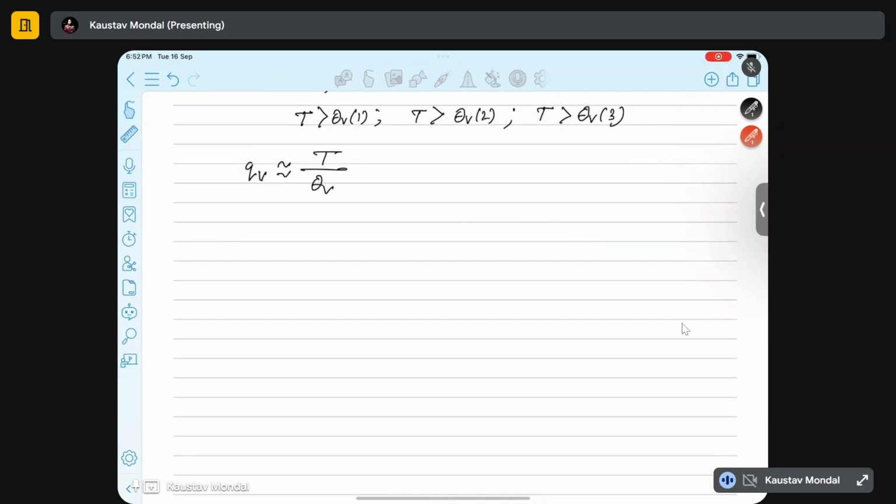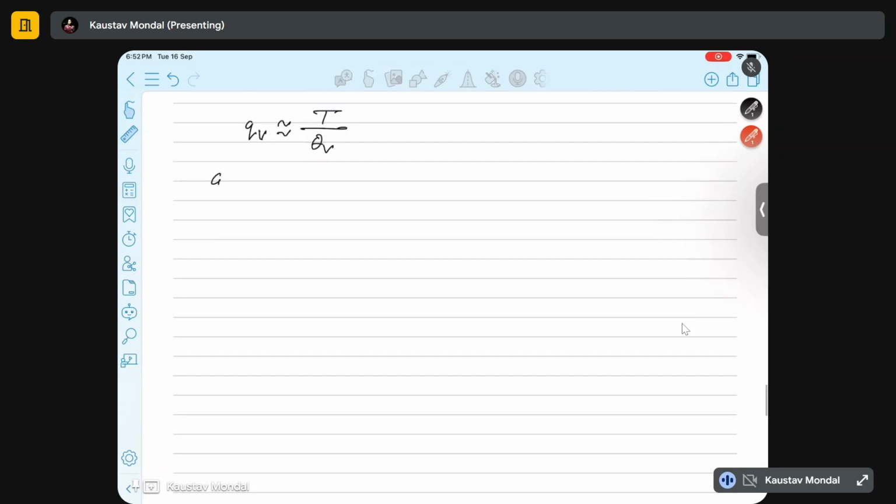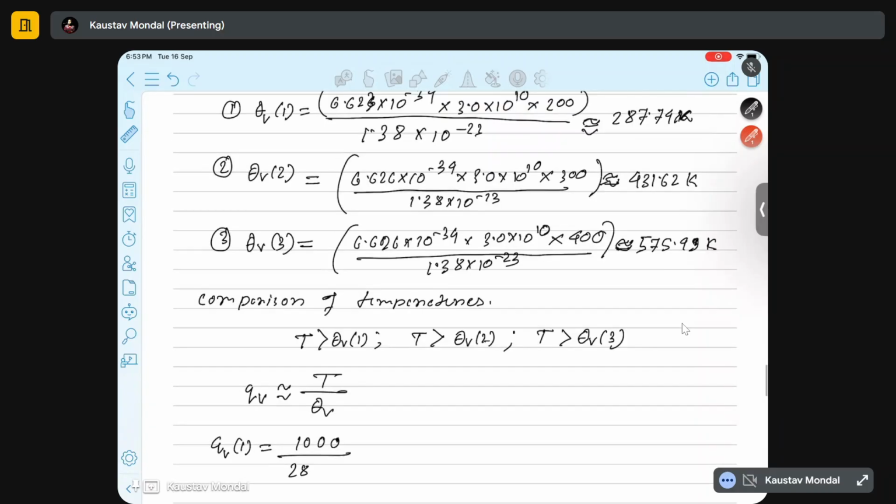So by using that approximate formula, for the three cases QV1, QV2, QV3, you have to calculate. And for QV1, T is 1000, you know, and theta V1 would be 287.74.